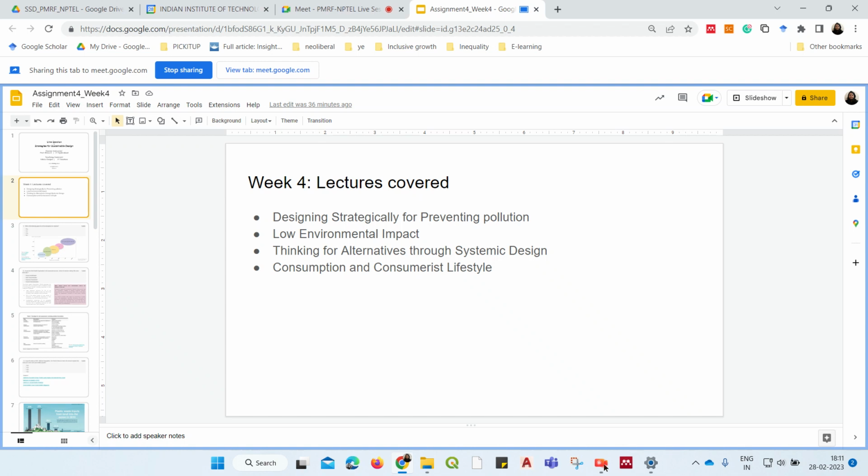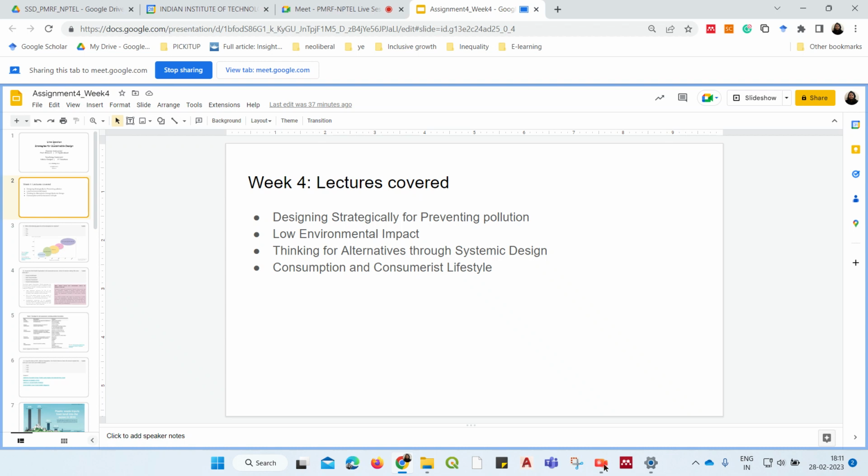Last would be consumption and consumerist lifestyle. In this, you would have studied a little bit about global consumption patterns, how it impacts our environment and how it is driven, what are its drivers, a little bit about sustainable consumption, how it can be achieved, a little bit about different business approaches. So this would be innovation, choice influencing, and choice editing, and then some examples of how consumer behavior can be shifted. And then you would also have studied what is the role that different actors in this situation play.